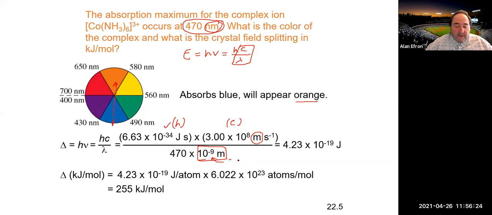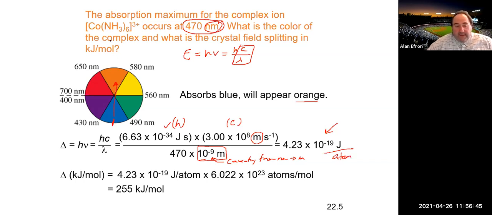That's converting from nanometers to meters in that case. And that gives us 4.23 times 10 to the minus 19 joules. And really, when we solve for that, that is joules per atom.